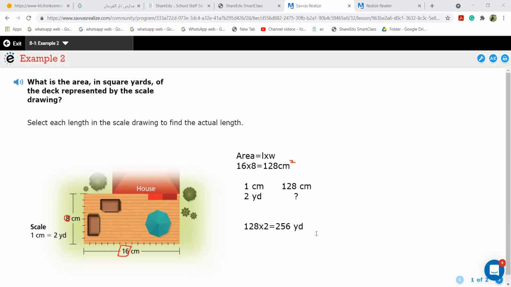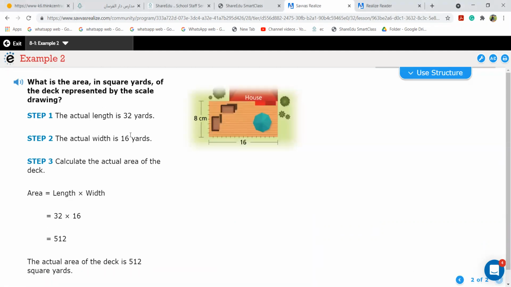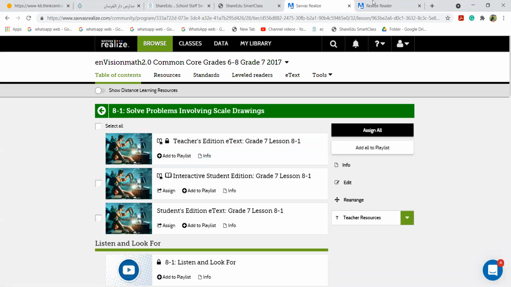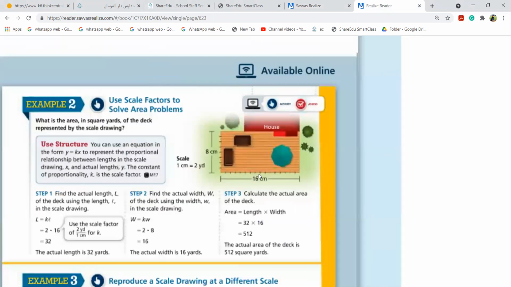Did you copy it, girls? Just change the centimeter square to yards here, please. Okay, let us see how did they do it. See, the actual length is 32 yards. The actual width is 16 yards. If you multiply, okay, girls, they have done in a different way. They changed the centimeter to yards. Oh, it's not 16 centimeter. Girls, wait a minute.